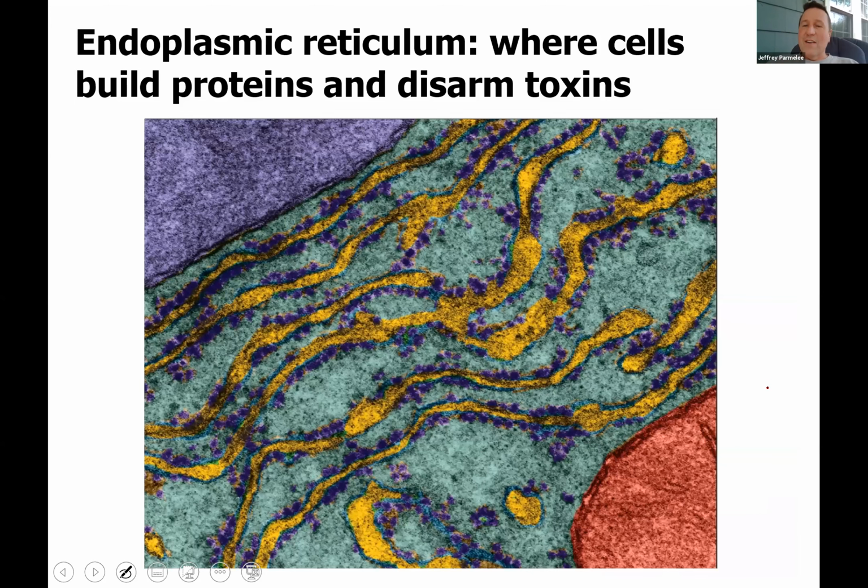So I'm looking at rough ER here. See those little purple circles? This is an electron micrograph, and then they colorized it. The colors aren't real. But those little purple circles are the ribosomes. So I know that's where I make proteins, and they're stuck all over this yellow membrane system. So I'm going to make the proteins in the ribosomes. They go in that yellow membrane system where I can modify them, change them, put them together, fold them, do whatever I'm going to do with them.